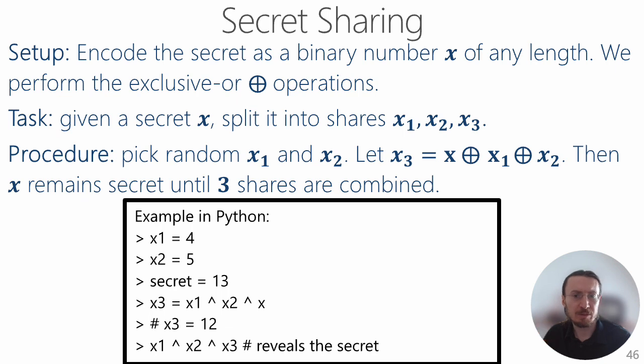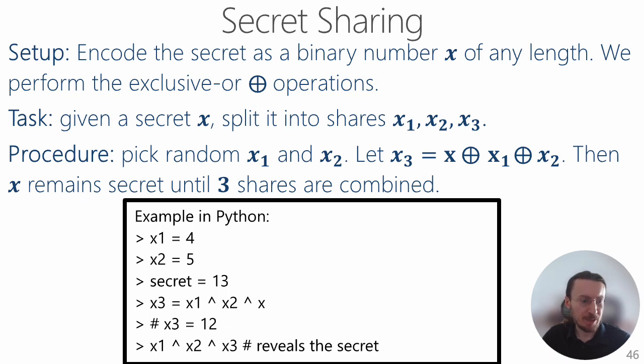Here we also have a simple example in Python. So we select 4 as being value for x1, then x2 has value 5. Our secret is set to be 13. So x is set to be 13. We compute x3 by doing the exclusive OR between x1, x2, and x. So x3 in this case is computed as being 12. Then after the exclusive OR between the shares x1, x2 and x3, we can obtain the secret 13.